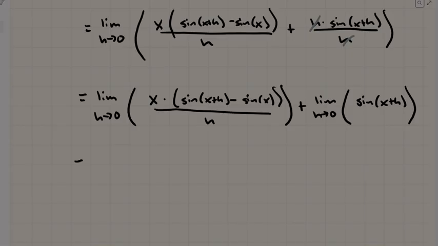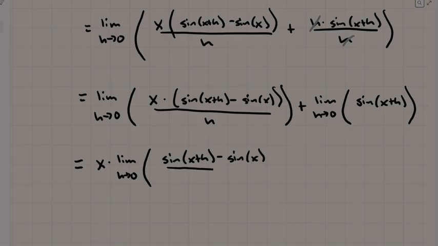And then also we have this x multiplied, which is not dependent on h, so we can factor that out. So we have x times the limit as h approaches 0 now of sine of x plus h minus sine of x divided by h plus, now for this one, we just plug in what happens when h equals 0. So sine of x plus 0 is just sine of x.